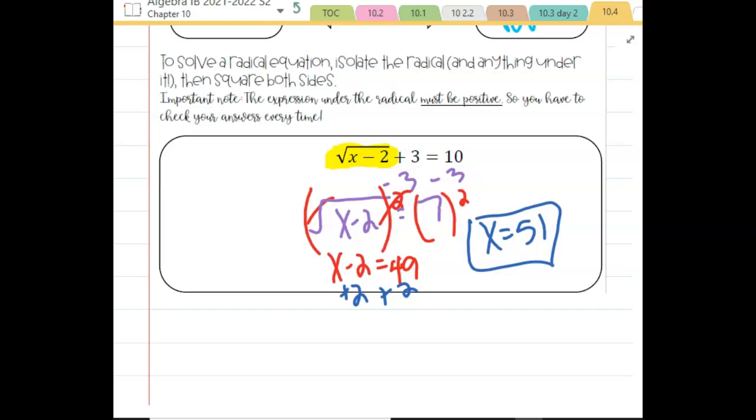If you plug 51 in for x, 51 minus 2 is 49. Square root of 49 is 7. 7 plus 3 is 10. It works. Even if it's just in your head, you have to check your answers. It does, and that's all it does. Yep, the square and the square root, they're totally gone. It doesn't do anything with the numbers underneath it.